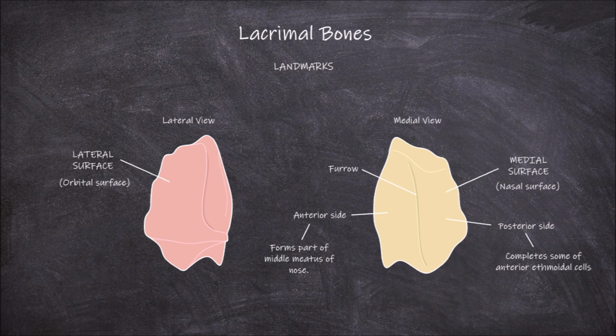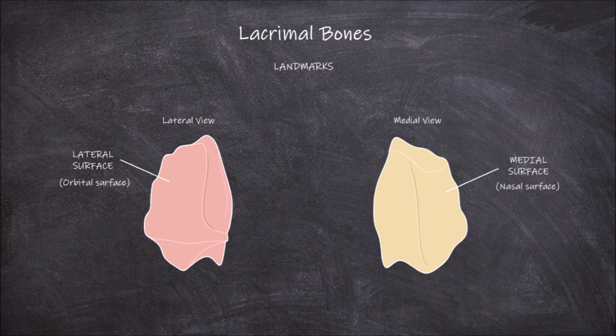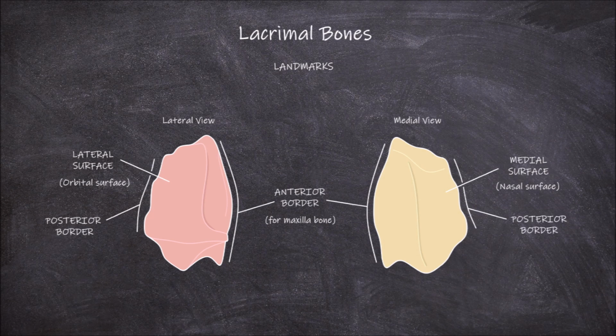This bone also has four borders. The first of these borders is the anterior border, which forms the border between this bone and the frontal process of the maxilla bone. The second of these borders is the posterior border, which forms the border between this bone and part of the ethmoid bone. The third of these borders is the superior border, which forms the border between this bone and the frontal bone.